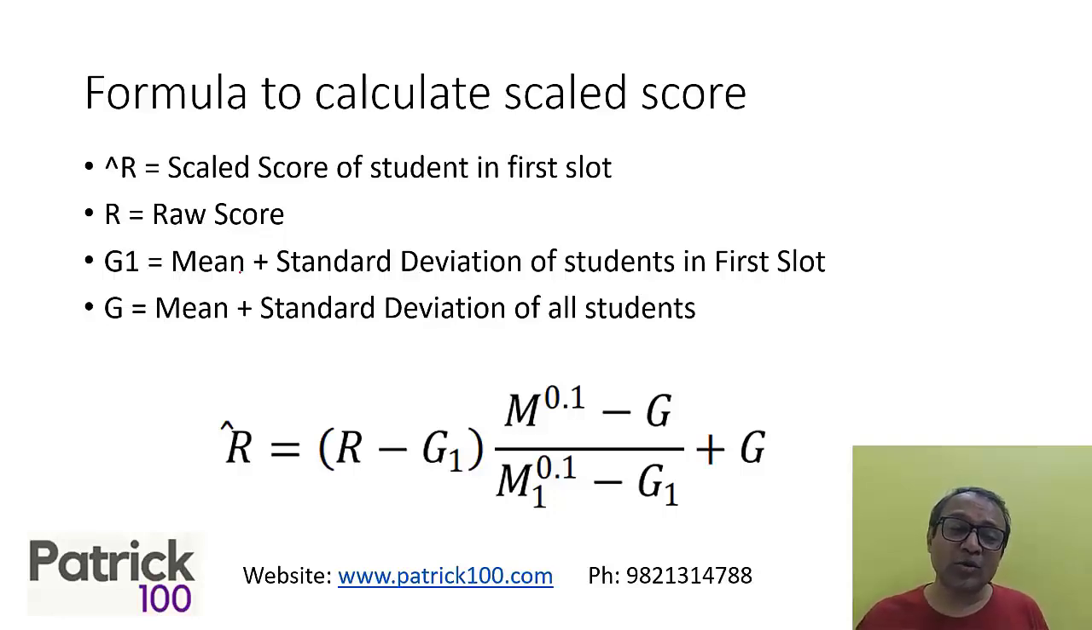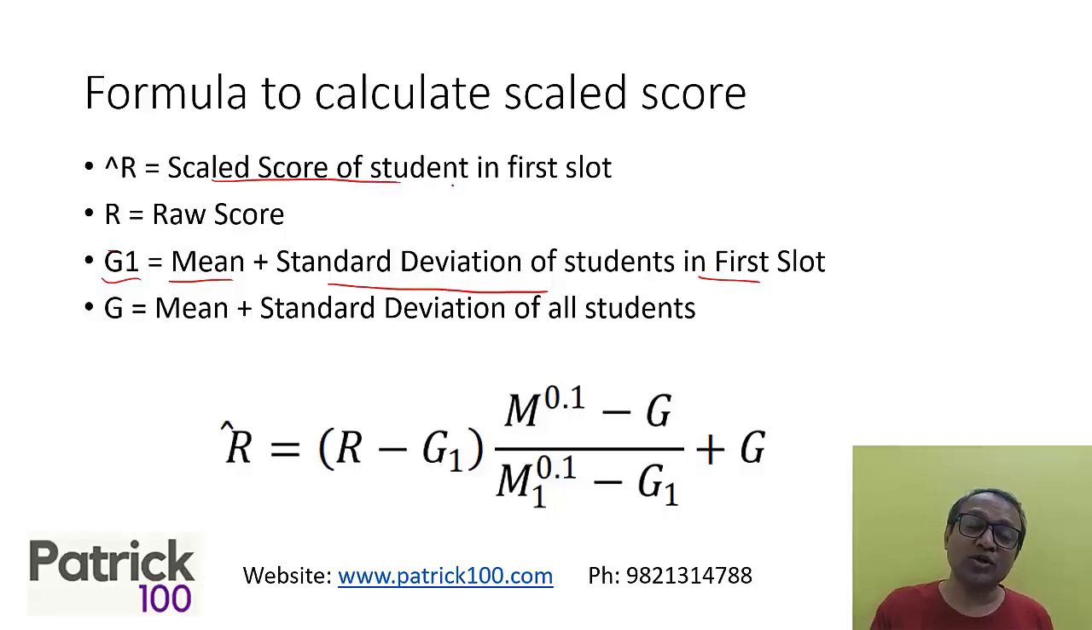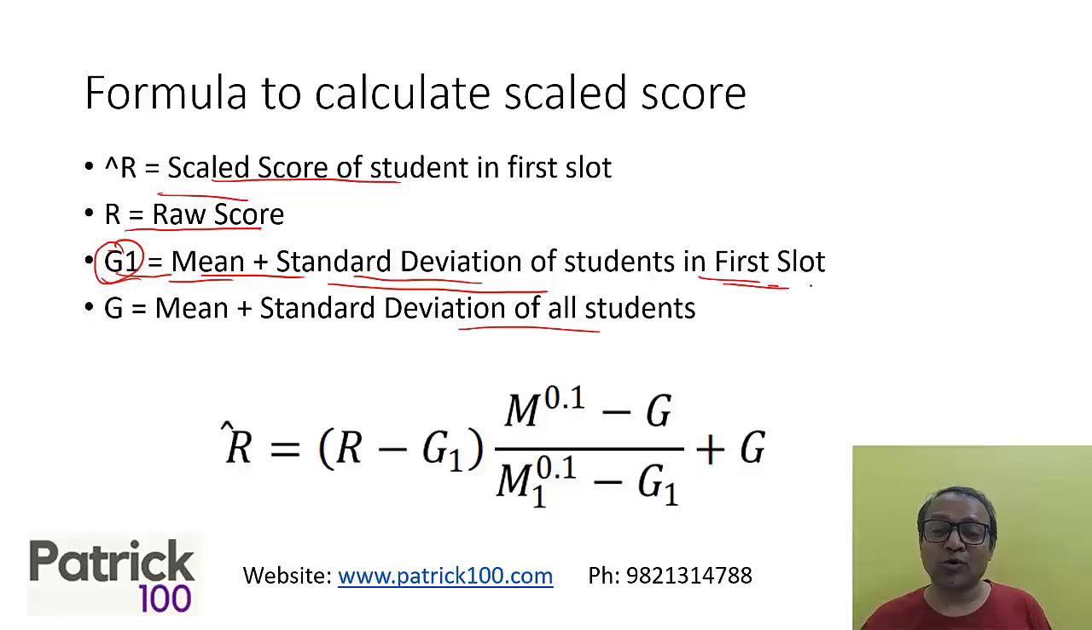But what is talked about? It is G1, which is the mean and standard deviation of students in your slot, if you're talking of first slot. Then the scale score of the student in the first slot. So if you're in the first slot, what is your score? What is your scale score? What is your raw score? What is the mean and standard deviation of your score, and the mean and standard deviation of all the students? So this is the mean and standard deviation of students of your slot.